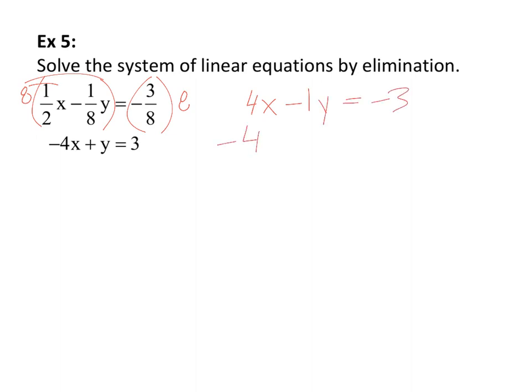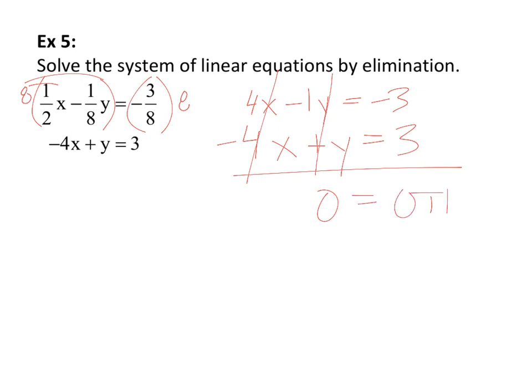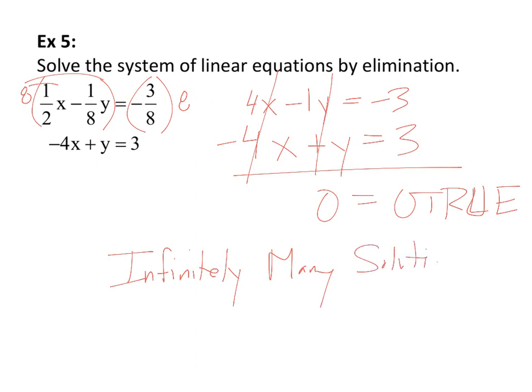No more fractions. That's pretty nice. And I have the same coefficient for x, opposite signs, cool, those cancel out. The y's also cancel out. So I'm left with 0 on the left side, and on the right side I have 0 as well. So that's a true equality. And if that's the case, then there are infinitely many solutions, IMS for short.